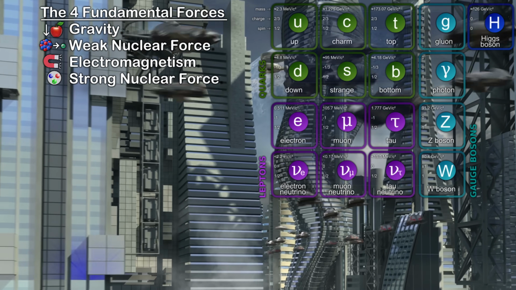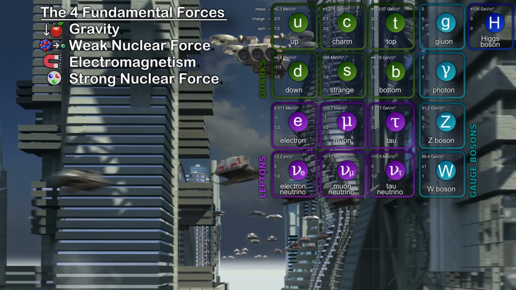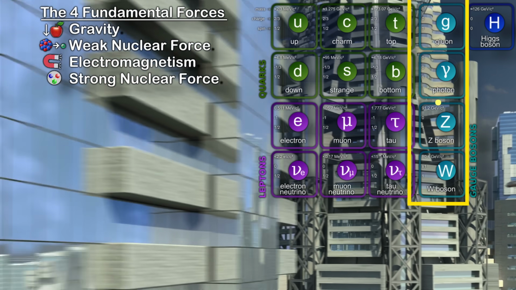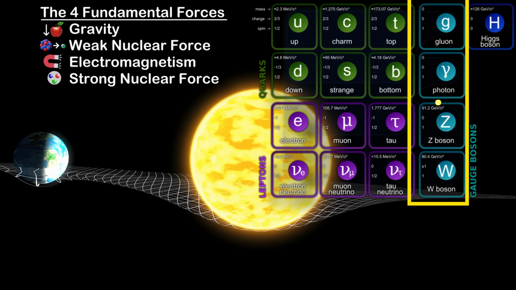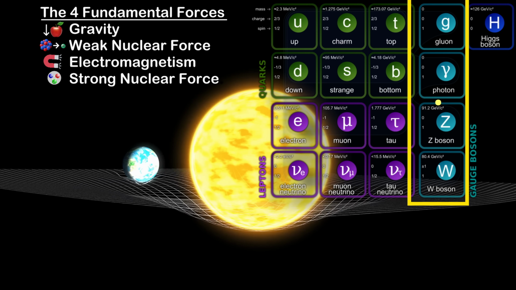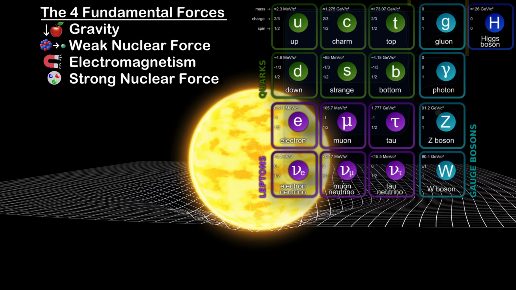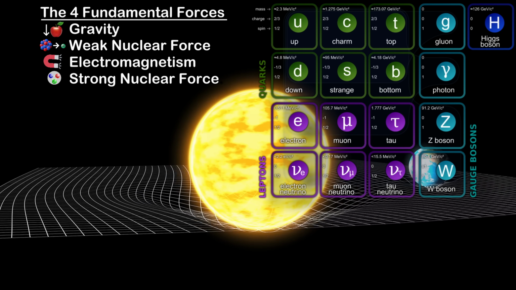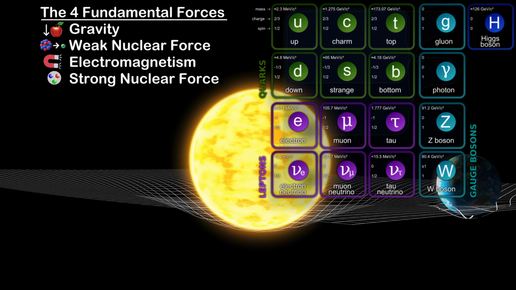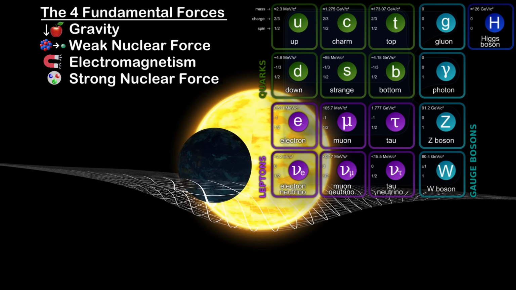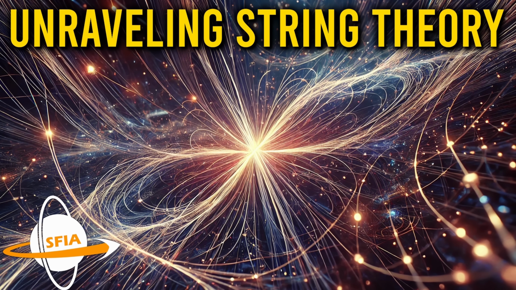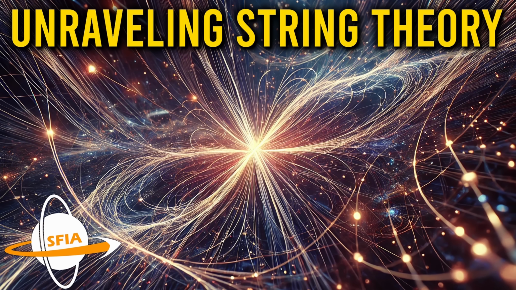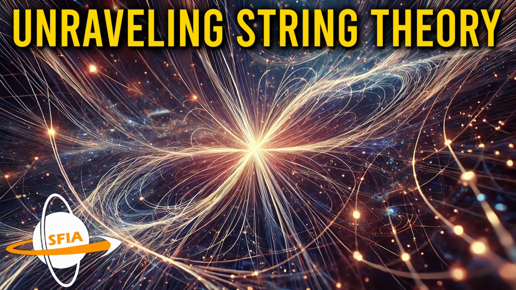Unlike the other fundamental forces, which have well-defined carrier particles like photons for electromagnetism and gluons for the strong nuclear force, gravity's carrier particle, the hypothetical graviton, remains undiscovered. While we hypothesize its existence, the graviton's compatibility with Einstein's theory of relativity is deeply problematic. For a more detailed discussion of these issues, see our string theory episode from last month, where we delve into the conflicts between quantum mechanics and general relativity.